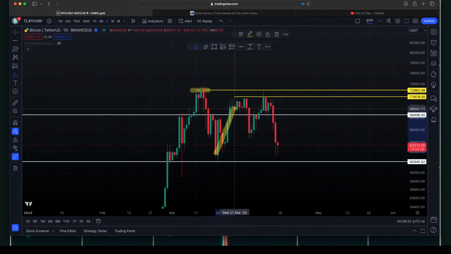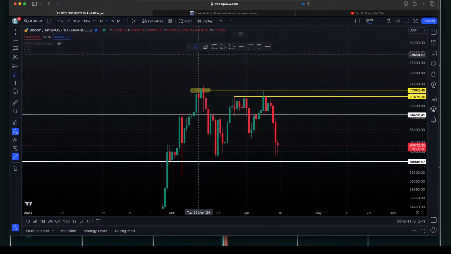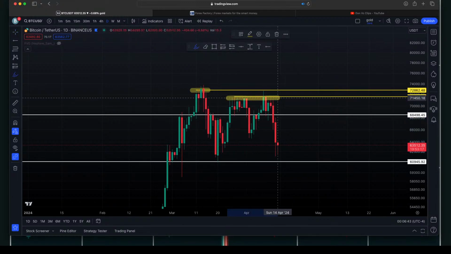Now when we came back up and created a new high, because this is a recent high that got broken, we created this as a new high. And then as you can see, this is the high that got broken, and this was the move that pushed it straight down like that.